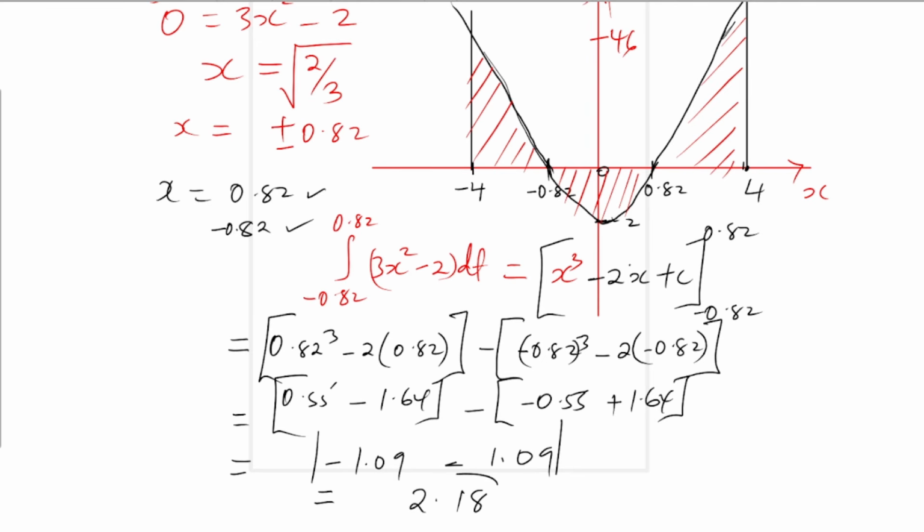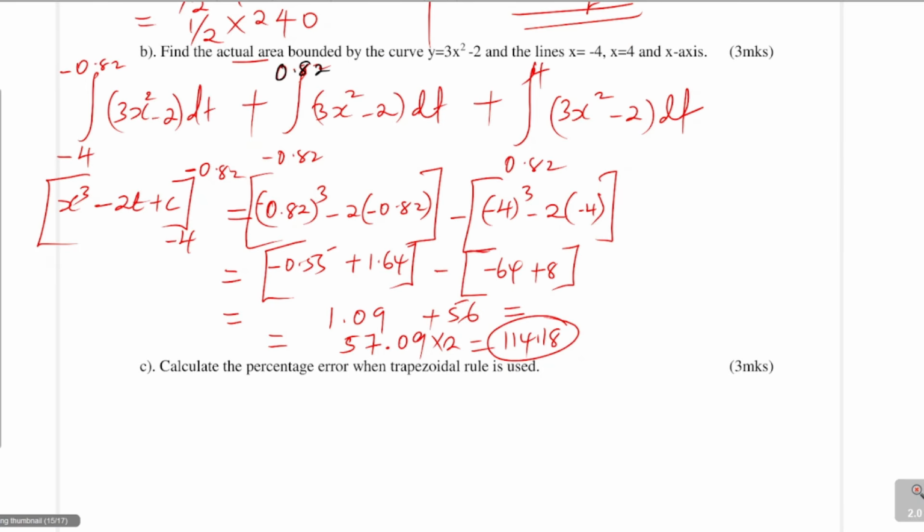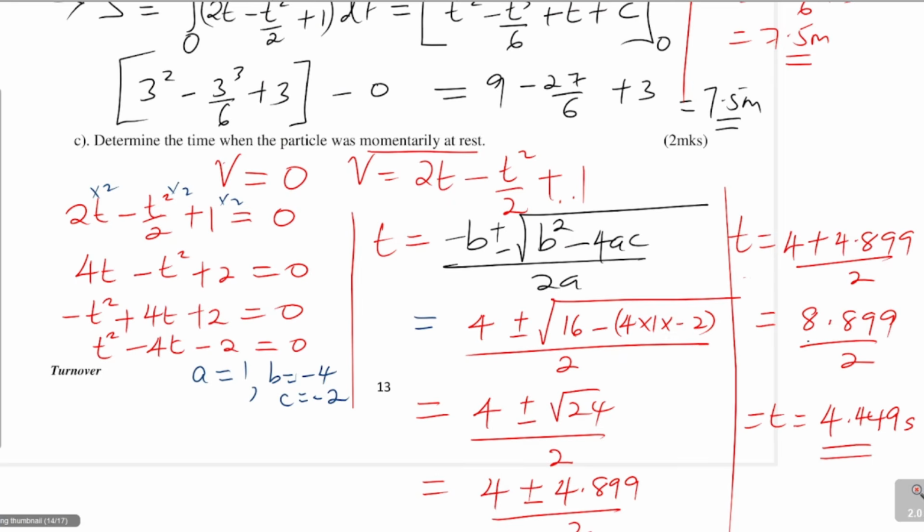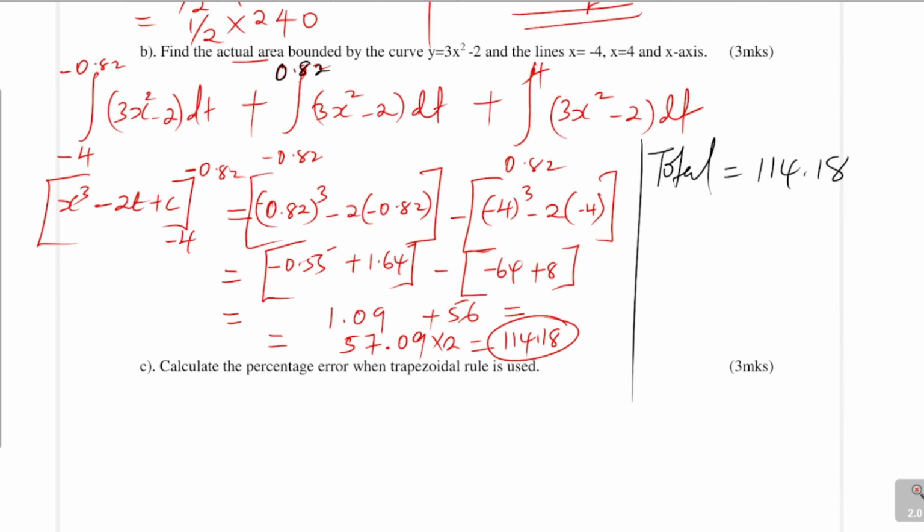So this will give 2.18. Now after getting that, we have the three areas. So now we get the sum, the total area. The two areas, one to the left and the other one to the right, we multiplied by 2 to get 114.18. Then we add the one that is at the middle, 2.18.